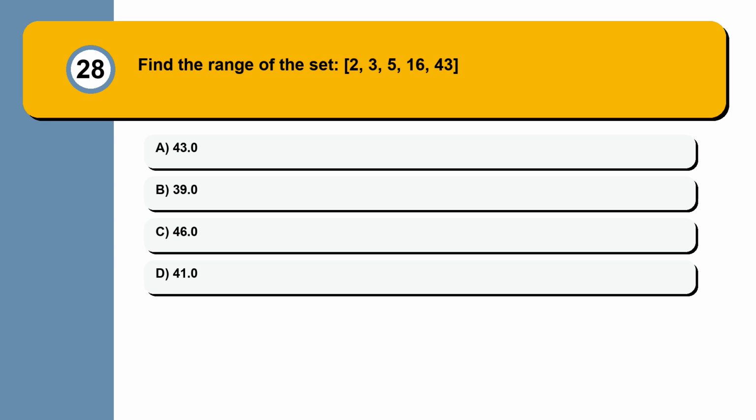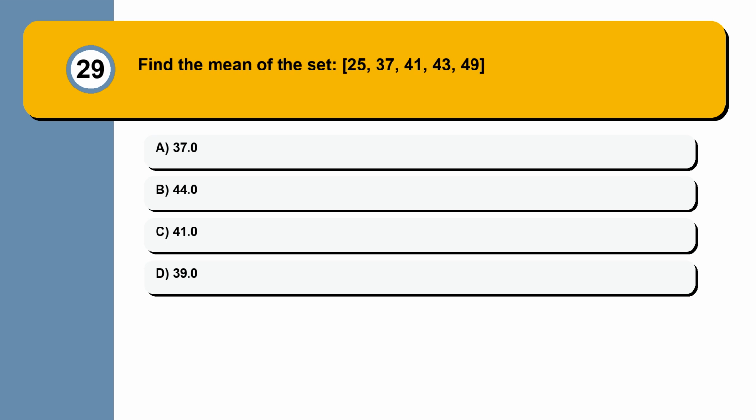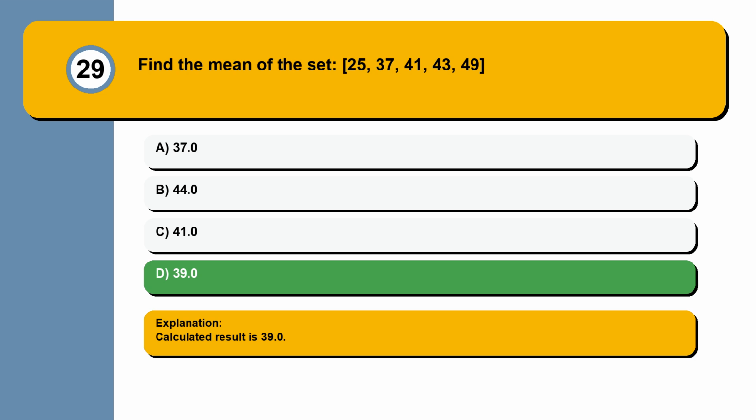Question 28. Find the range of the set 2, 3, 5, 16, 43. 43, 39, 46, 41. Calculated result is 41. Question 29. Find the mean of the set 25, 37, 41, 43, 49. 37, 44, 41, 39. Calculated result is 39.